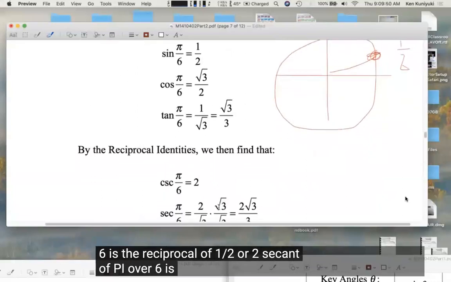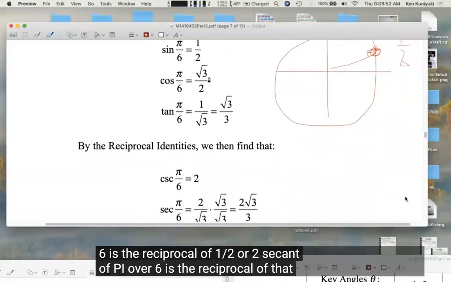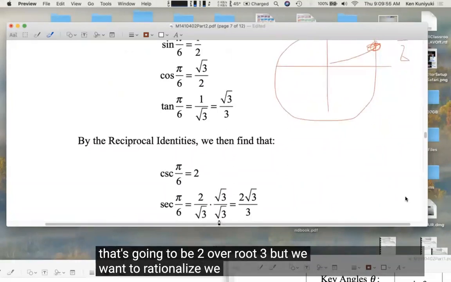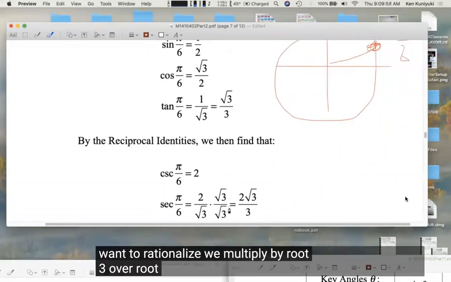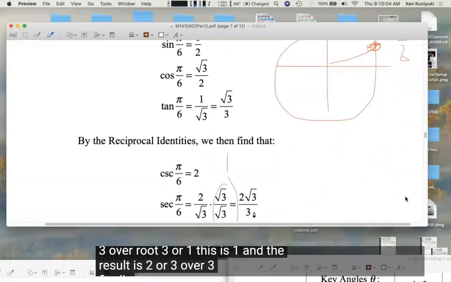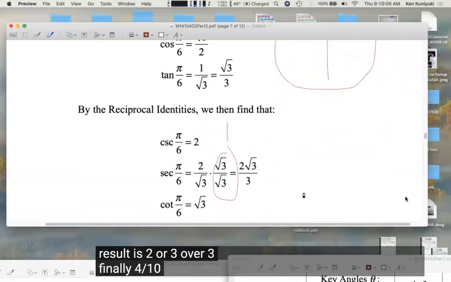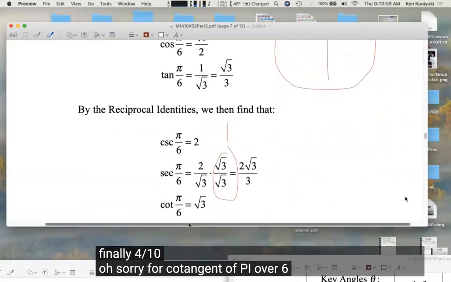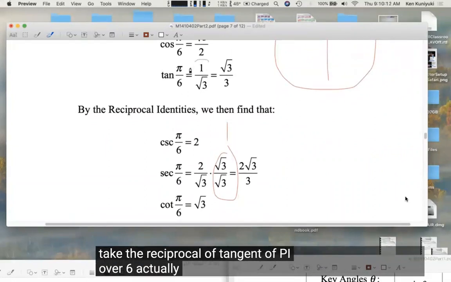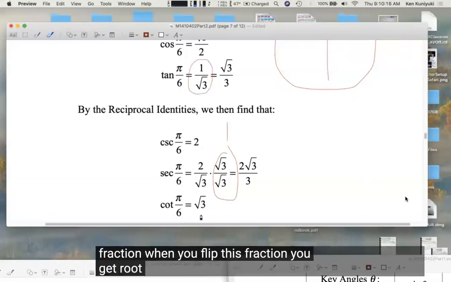Secant of pi over 6 is the reciprocal of that. That's going to be 2/√3, but we want to rationalize. We multiply by √3/√3, or 1. This is 1. And the result is 2√3/3. Finally, for cotangent of pi over 6, we take the reciprocal of tangent of pi over 6. Actually, it's easier to flip that fraction. When you flip this fraction, you get √3.